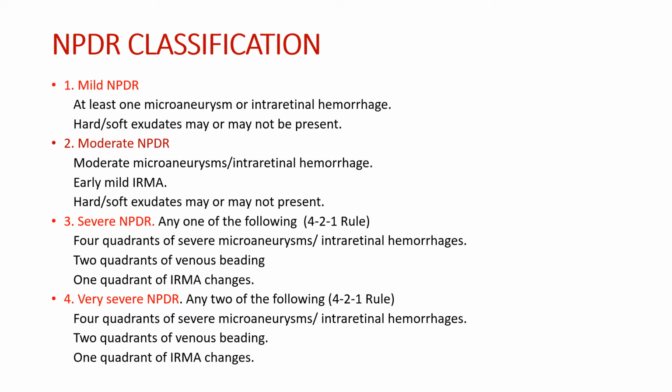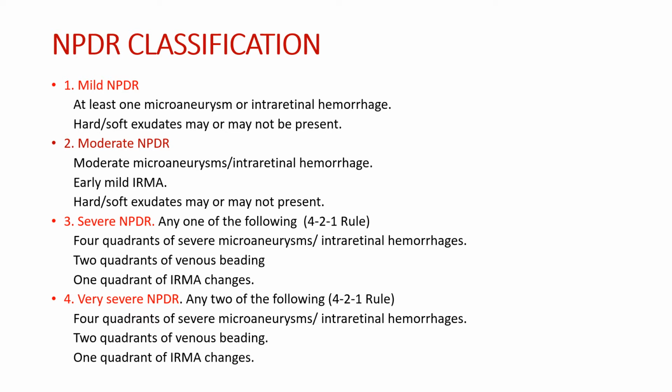NPDR classification. Non-proliferative diabetic retinopathy is further subdivided as mild NPDR, moderate NPDR, severe NPDR, and very severe NPDR. In mild NPDR, there is at least one microaneurysm or intraretinal hemorrhage which can be seen. There can be hard or soft exudates, which may or may not be present. So, if we see a single microaneurysm, it will be labeled as mild NPDR. In moderate NPDR, a moderate level of microaneurysms or intraretinal hemorrhage is seen. There could be early mild intraretinal microvascular abnormalities.